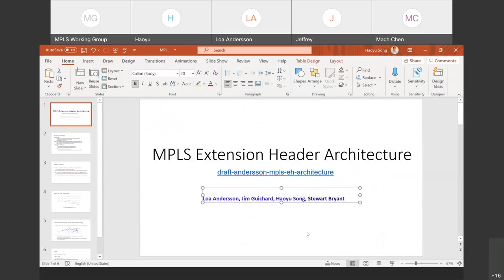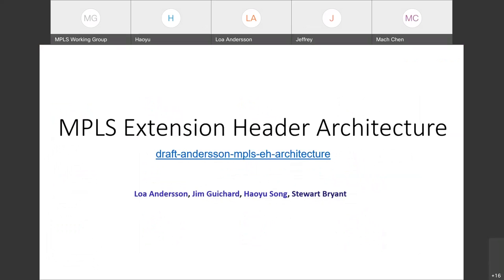Okay, can you see my screen? Yes. Good morning, everyone. Today I'm going to talk about MPLS extension header architecture. This is basically a draft named extension header architecture. It accompanies two other drafts about extension header indicator and the extension header format.